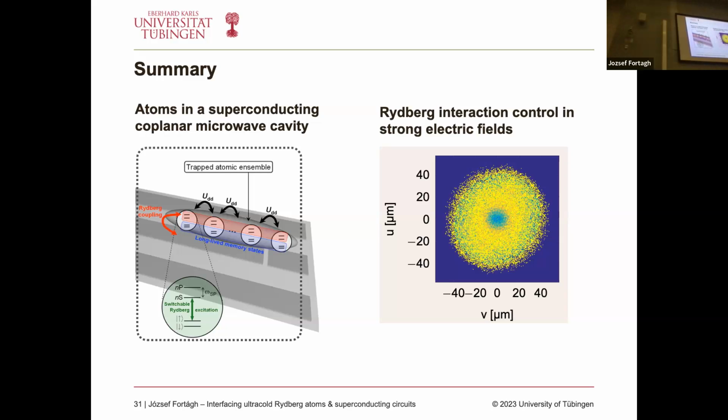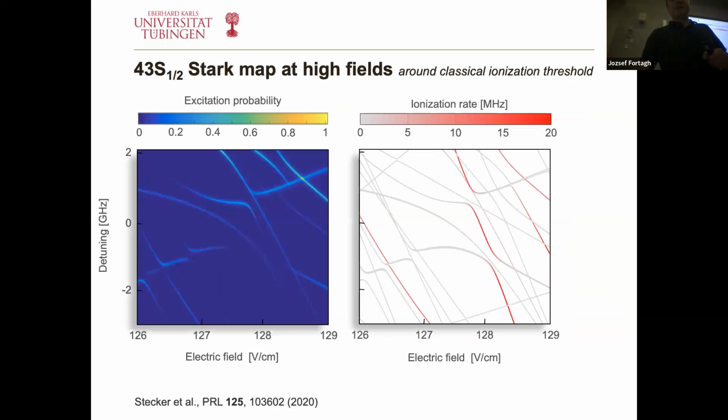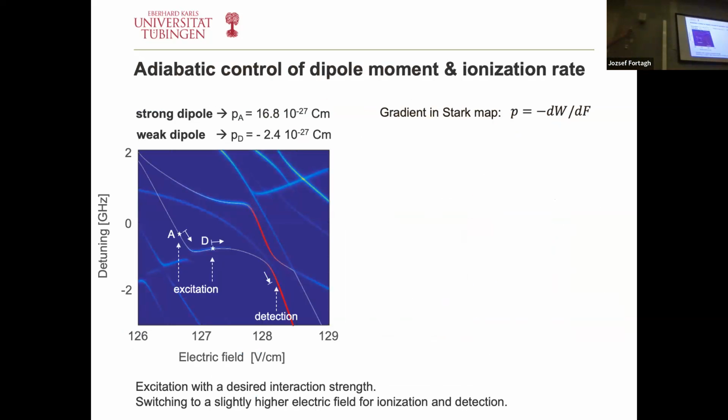In these very strong fields where you can switch between interactions and non-interactions, are those switching fields compatible with the inhomogeneity of the field? Yes, so this is okay. If you ask if essentially some part of the atomic cloud is in one or the other state.